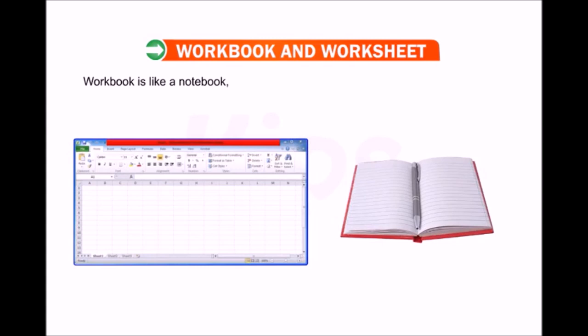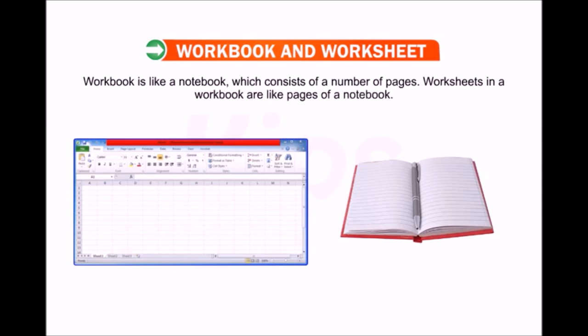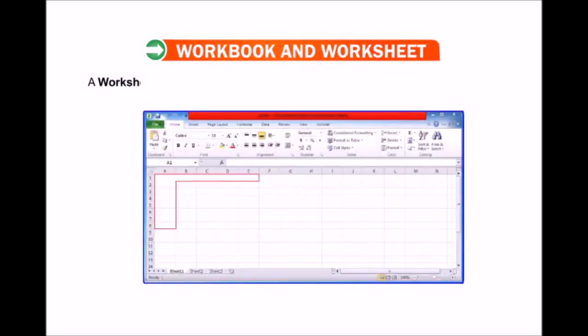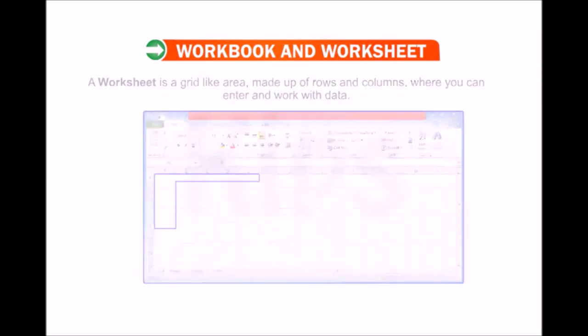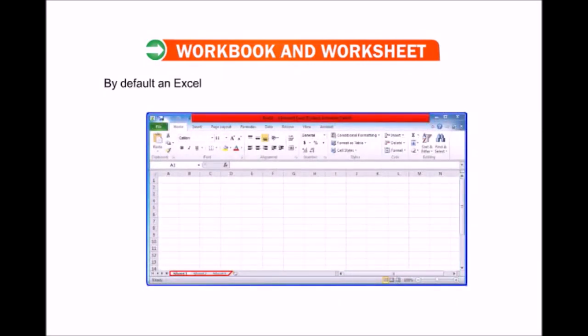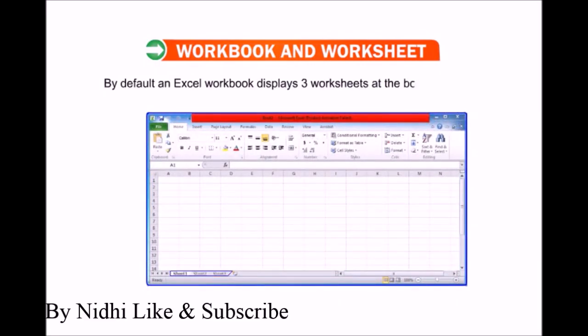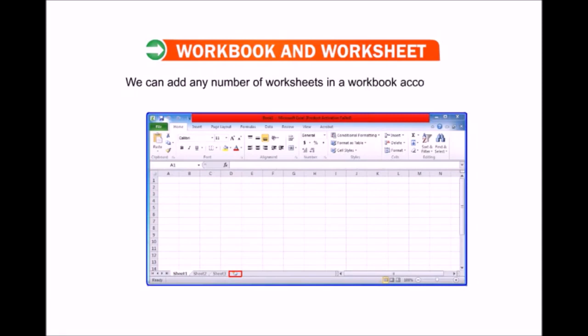Workbook is like a notebook which consists of a number of pages. Worksheets in a workbook are like pages of a notebook. A worksheet is a grid-like area made up of rows and columns where you can enter and work with data. By default, an Excel workbook displays 3 worksheets at the bottom with the names Sheet 1, Sheet 2 and Sheet 3.